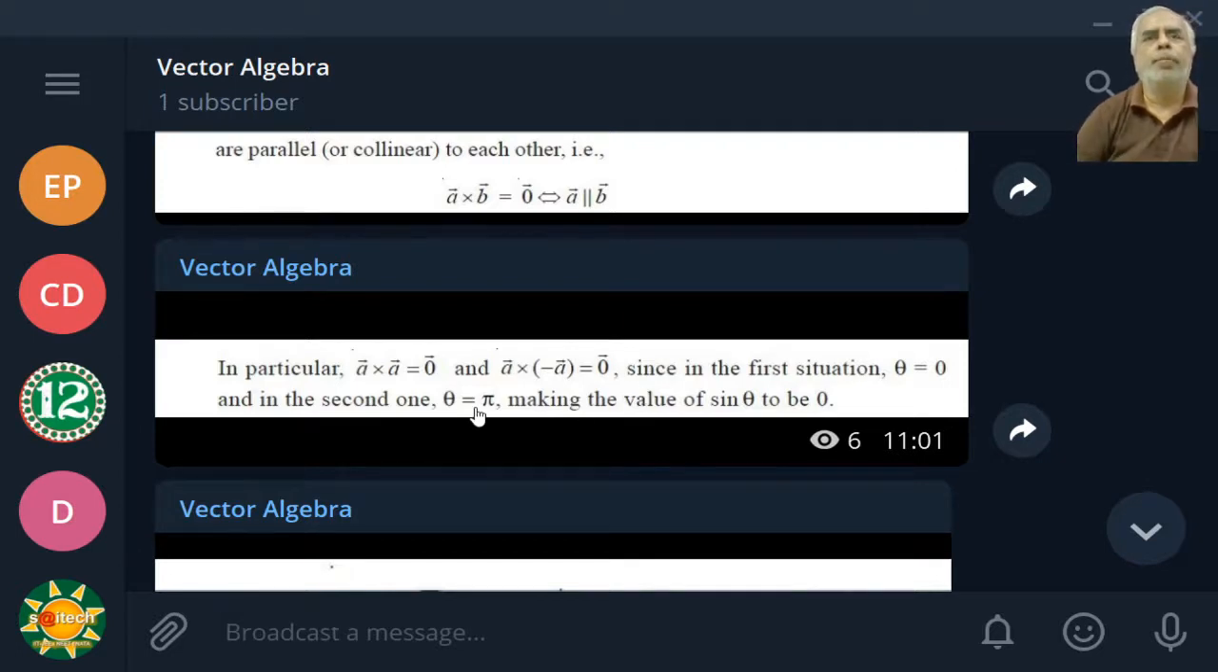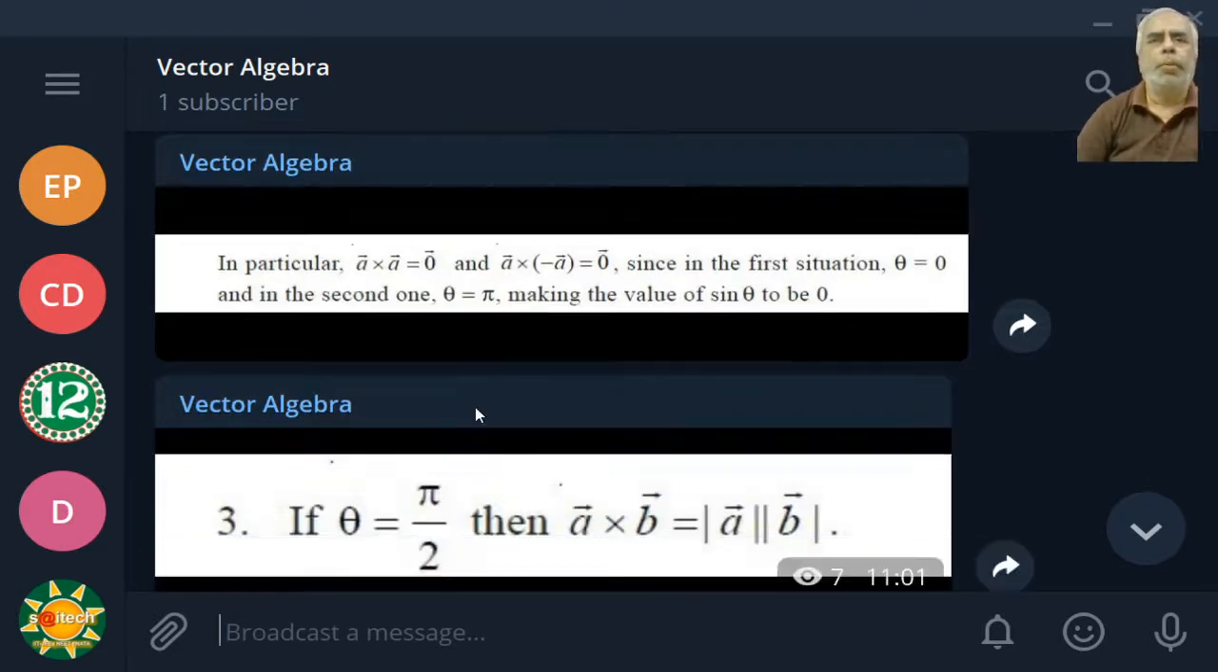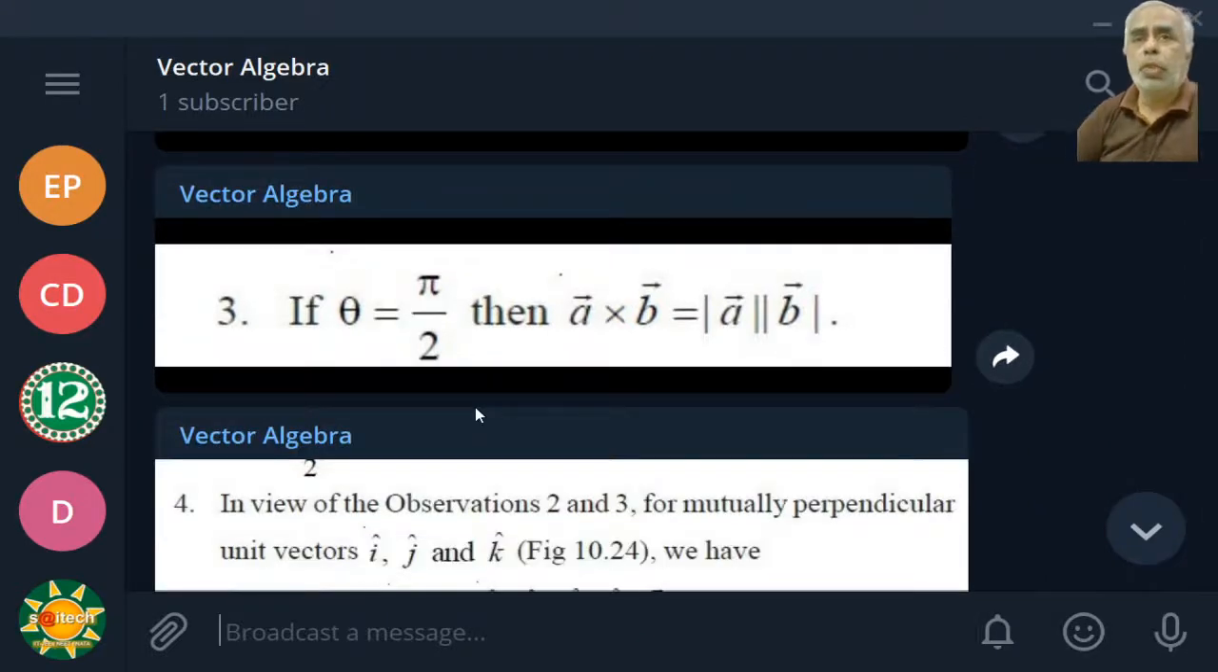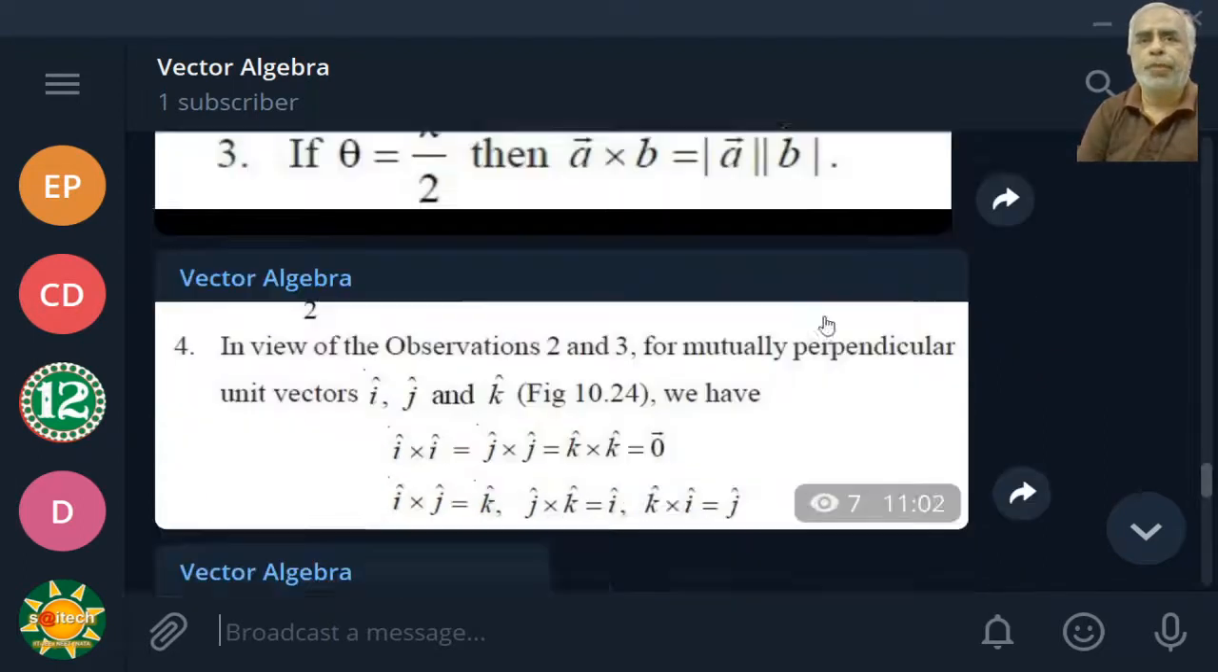Then when theta is equal to pi, the same condition. So sine 0 means 0. Similarly, pi is also, it becomes 0. Then when it is pi by 2, that is 90 degrees, in that case sine 90 is equal to 1. Therefore, A vector cross B vector is equal to modulus of A into modulus of B, right?